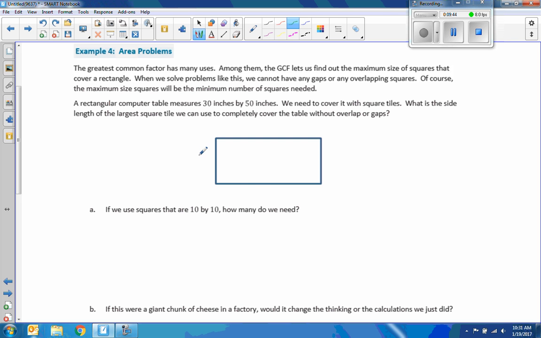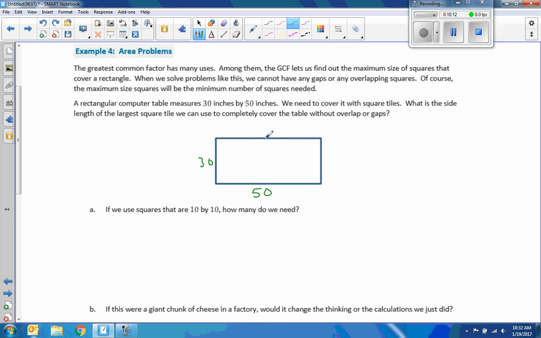Okay, so this is 30 by 50. So I can't just cut it in half because 50 cut in half is 25. So if this is 30 by 25, it is not a square. A square has four equal sides. All right, so if I broke this up, I would have to make a square.